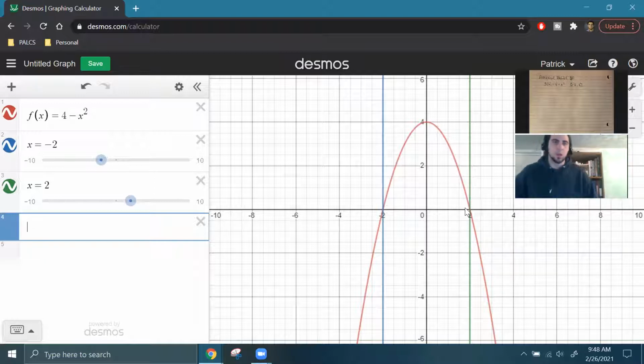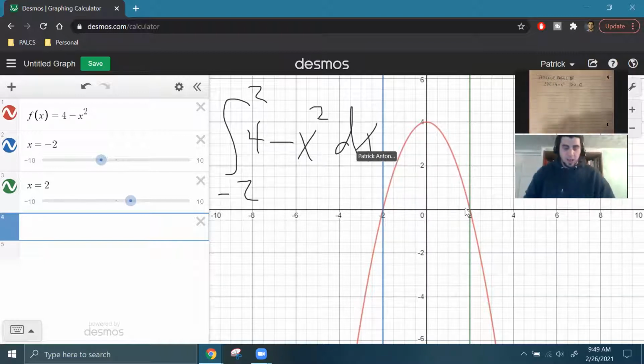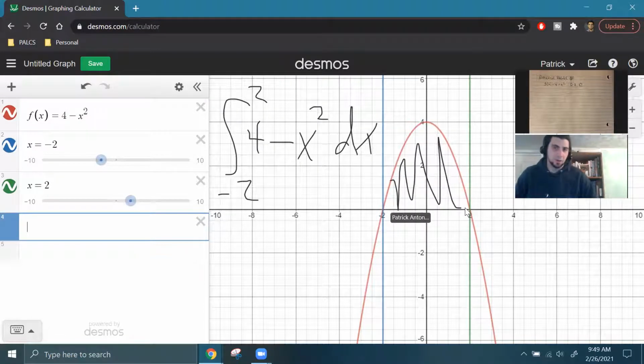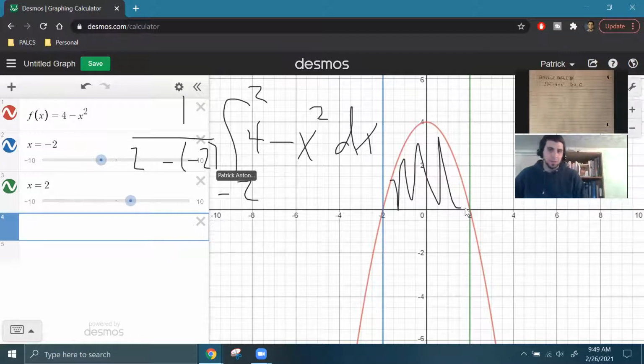back down to 0. And how we get average value is you take the definite integral of the function over that interval. So we're going to be calculating the definite integral from -2 to 2 of 4 minus x squared dx. And that gives you the area under the curve. To get average value, you have to multiply that by 1 over the width of that interval. So it's basically going to be b minus a. So in this case, 2 minus -2.